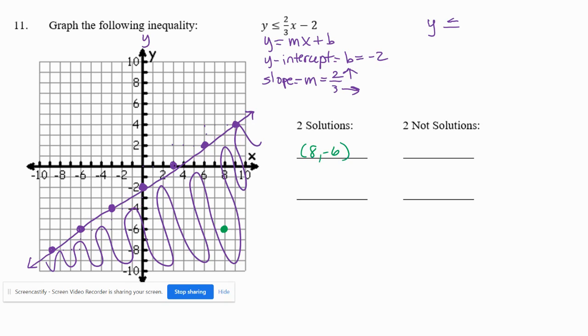Another one would be, that's a good one too, (10, 2). And there's so many to choose from. Those are just 2 possible solutions.